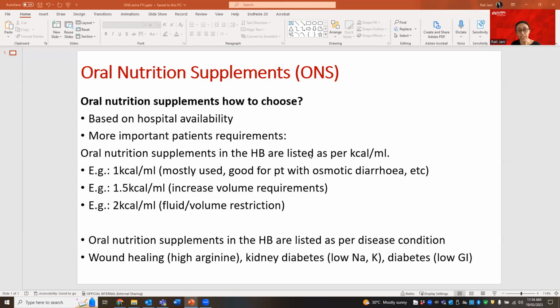All right, 1.5 cal is also used when there is increased volume requirements. It has more calories per ml compared to, say, 1 cal per ml. So yes, these 1.5 and 2 cal per ml are generally used depending upon the severity of the volume restriction, fluid restriction that the patient has been advised. That is when we use this.